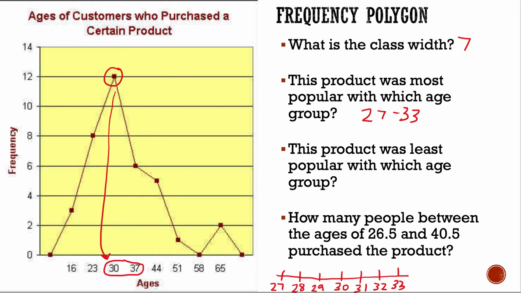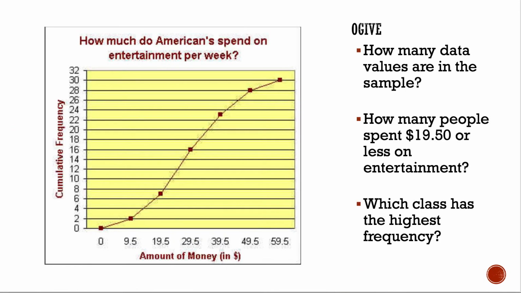Again, I'm not going to do all of these questions with you right now, but definitely go back in your notes and take a look at them if you're not remembering this. All right, last one is the ogive. Remember, it's got the boundaries on the bottom and the cumulative frequency up the side. Cumulative frequency is your running total, which means that things have already been added up. So how many data values are in the sample? We simply look at the very top point and we say, okay, that's at 30.